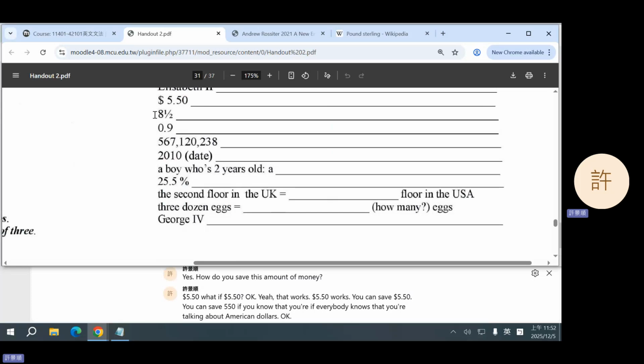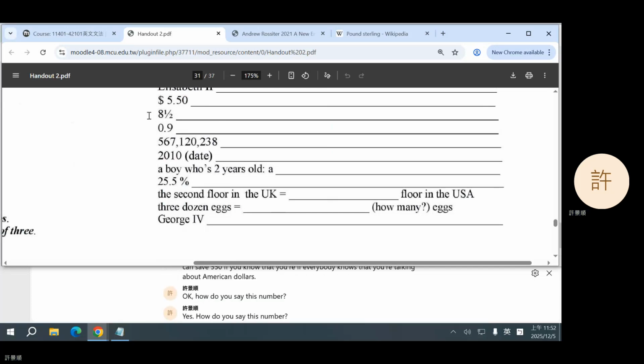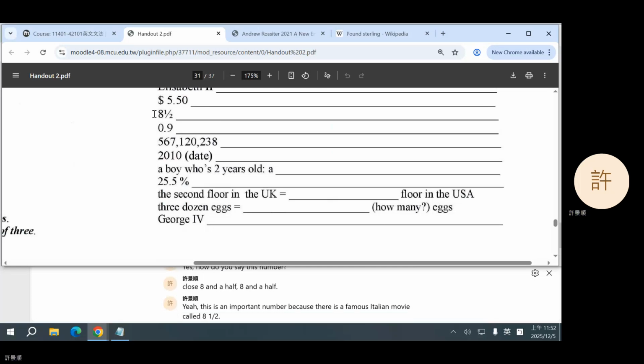Okay, how do you say this number? Yes, how do you say this number? Close. 8 and a half. 8 and a half. Yeah. This is an important number because there's a famous Italian movie called 8 and a half.